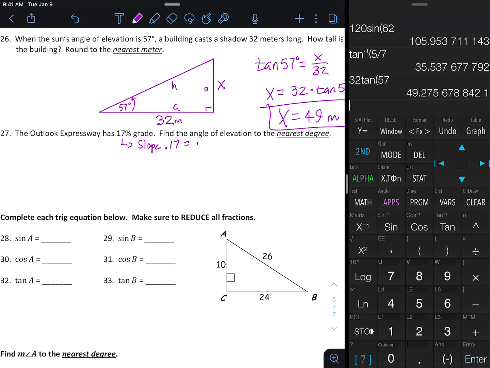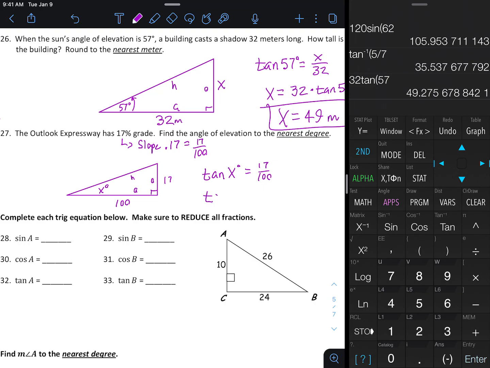0.17. And the way you write that as a fraction is 17 over 100. So if we think in terms of slope, like back in Algebra 1, we said slope is the rise over the run. So it's rising 17 and then running 100. Okay, and then we're going to find this angle of elevation right here. So we can label O, A, and H, and the trig function that uses the 17 and 100, or the O and A, is the tangent function. So we'll go tangent of x degrees equals 17 over 100.